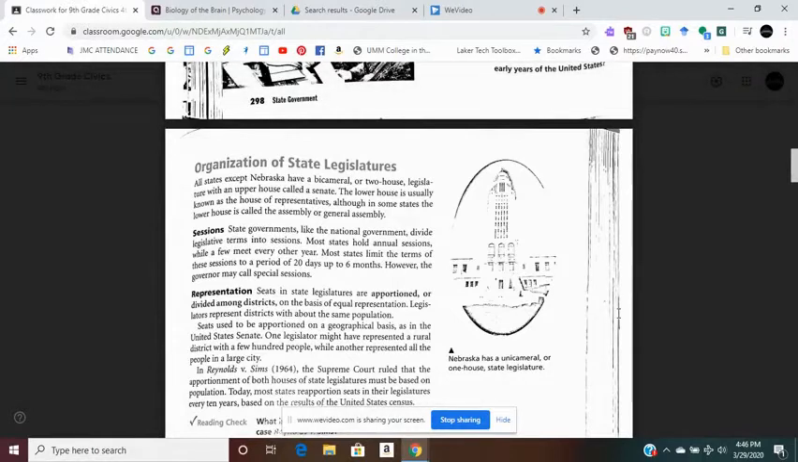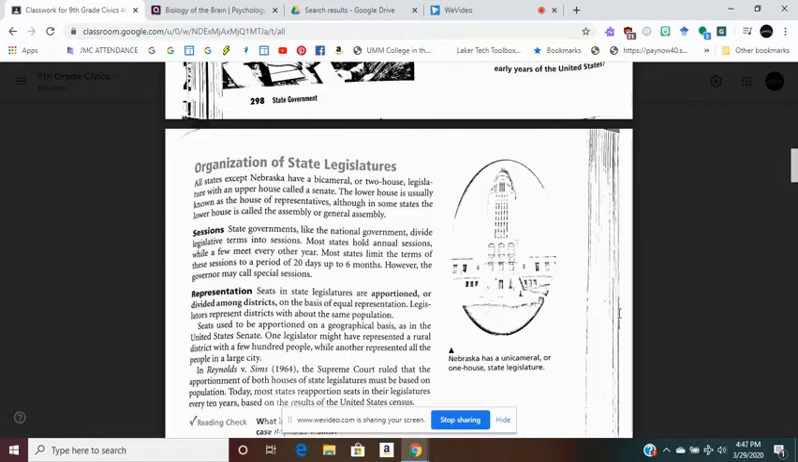Organization of state legislatures. All states except Nebraska have a bicameral, or two-house, legislature with an upper house called a Senate. The lower house is usually known as the House of Representatives, although in some states the lower house is called the Assembly or General Assembly.